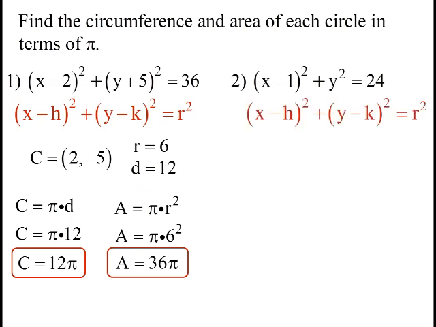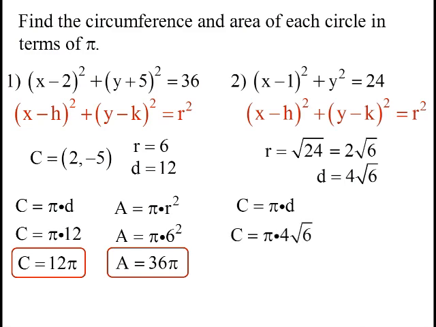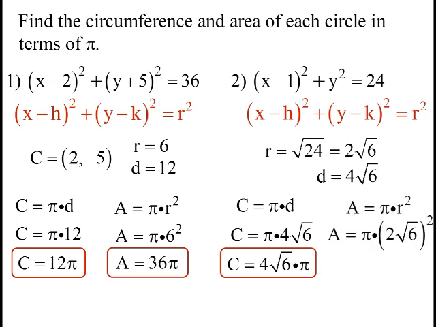On this one, the radius is going to be root 24, or 2 root 6. Diameter will be double that, so that's 4 root 6. So it looks like circumference is going to be 4 root 6 pi. And then the area will be pi r squared, so that'll be root 24 squared, which will be 24, so 24 pi.